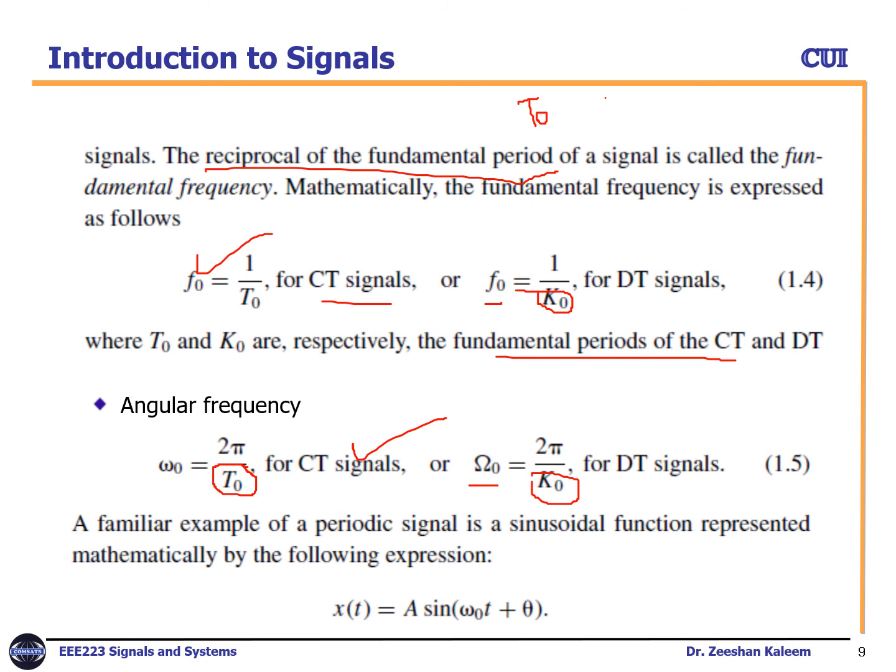A familiar example of a periodic signal is a sinusoidal function represented mathematically by the expression A sine omega naught t plus theta. This is a very well-known example of a periodic signal, as I plotted in the previous slide as well. This is a periodic signal which repeats after some time interval T.